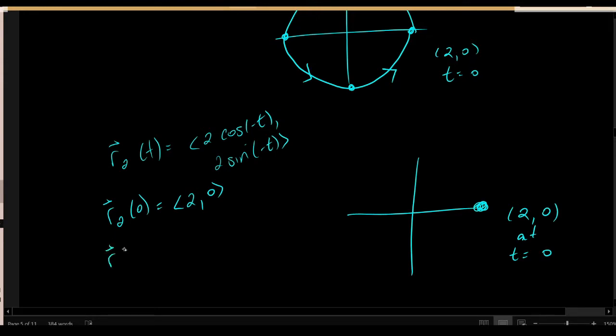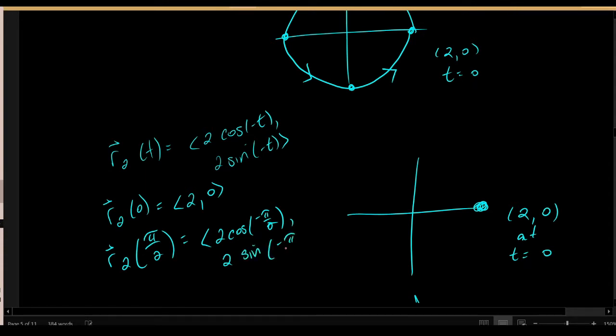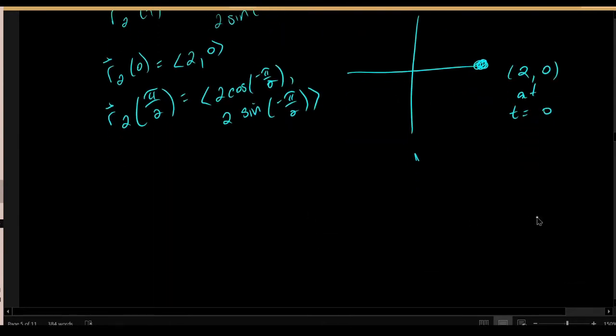However, if we move to a slightly greater value of t, such as pi half, then I have cosine of negative pi half, negative t. I have sine of negative pi half, negative t. So that points straight down on the unit circle, which would give us 0, minus 2 at t equals pi half.